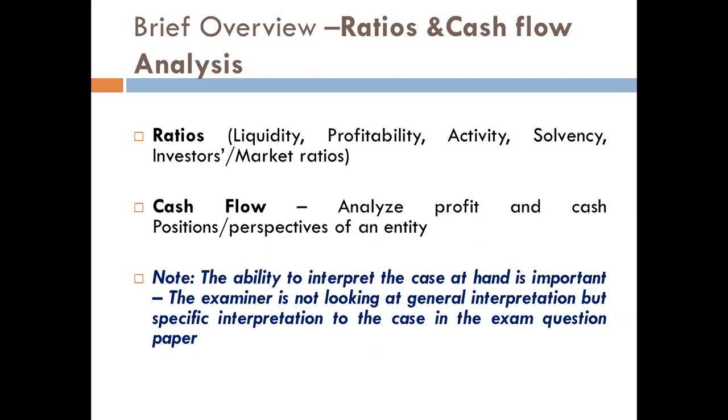Now, for the ratios, you have several categories of ratios: liquidity, profitability, activity, solvency, investor market ratios. You need to know, for example, under liquidity, which ratio can I use if I want to analyze liquidity? Current ratio, current assets over current liabilities. Quick ratio, you will take current assets minus inventory and divide by the current liabilities. Then profitability: gross margin, net margin, return on assets, return on equity, return on capital employed. Activity: maybe payment period, accounts receivable collection period, inventory turnover, asset turnover, they are there.